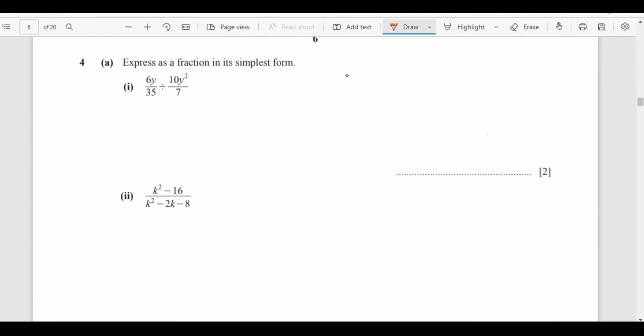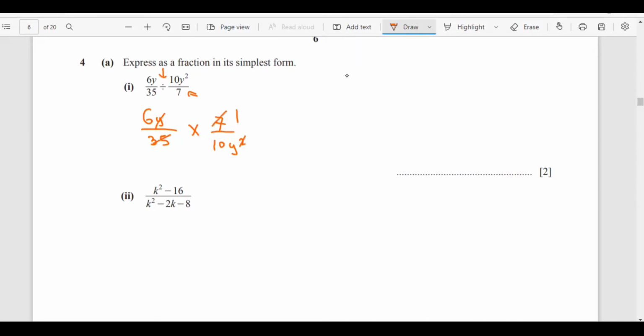Okay, this is very easy. Expressed as a fraction in its simplest form, what do we have? We have a divide sign here. I'll write down the first fraction, 6y divided by 35. I'll change the division sign to multiplication. I'll take the reciprocal of this fraction. It would be 7 by 10 y squared. So this y would be cancelled with this power. We will only have y here.